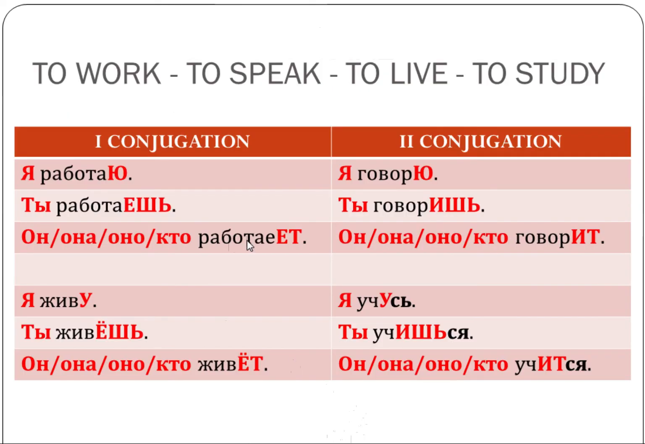So I put it all together, all four verbs that you've been introduced to by now. Я работаю, ты работаешь, он, она, кто работает. These are standard endings, no exceptions. Я говорю, ты говоришь, он, она, кто говорит, no exceptions. This is second conjugation. And these two verbs happen to be exceptions, and we do need them right now. So sorry about that, but you need to memorize.